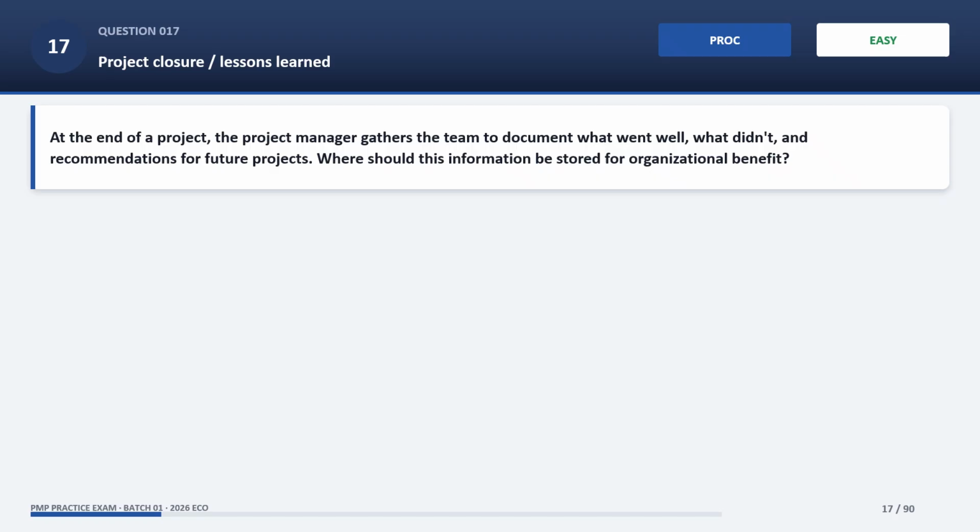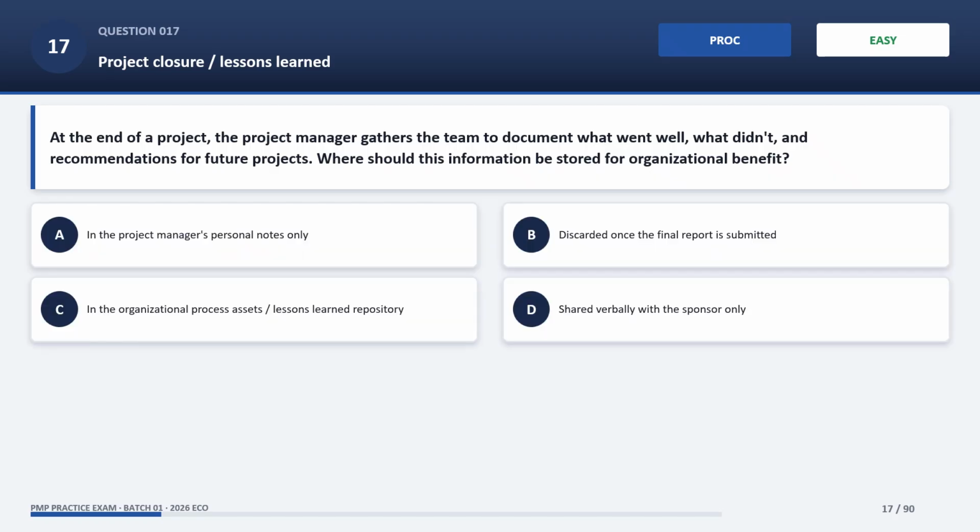Question 17. At the end of a project, the project manager gathers the team to document what went well, what didn't, and recommendations for future projects. Where should this information be stored for organizational benefit?